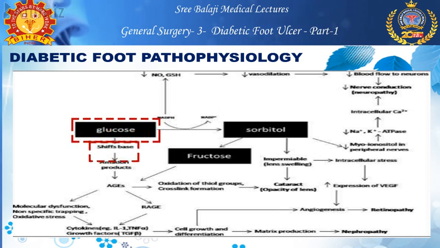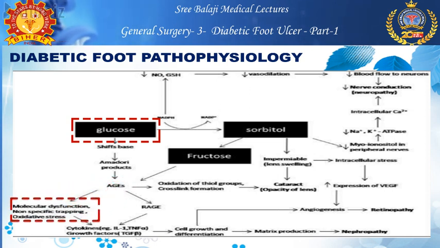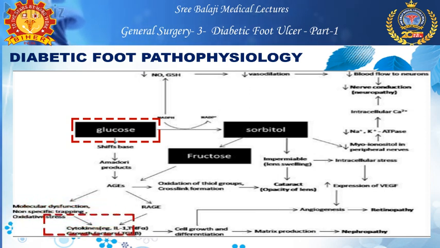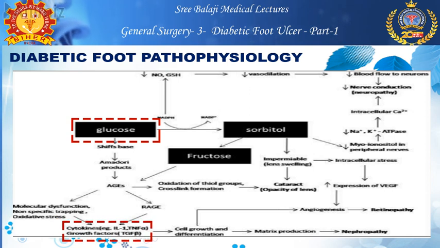The Schiff base will be converted to Amadori products that will finally lead to advanced glycosylated end products. These advanced glycated end products are abnormal and they can cause molecular dysfunction, non-specific trapping and oxidative stress. Finally, this leads to an increased amount of cytokine production like interleukin-1, tumor necrosis factor alpha, and growth factors like transforming growth factor beta. Similarly, advanced glycated end products will act through receptors for advanced glycated end products, and this also further increases the cytokine production.